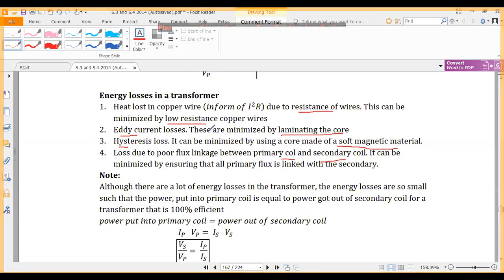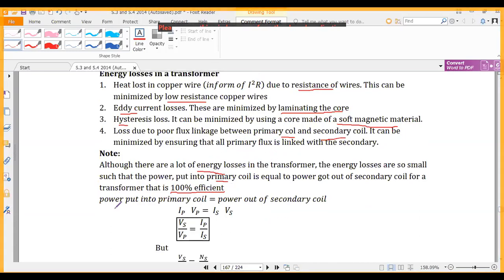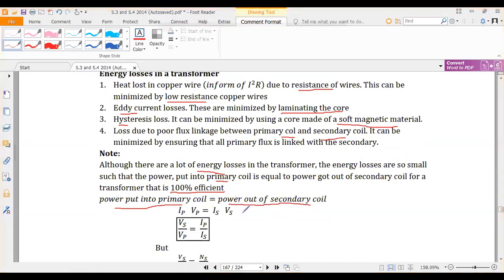Transformers always have very low energy losses. They lose energy at a very low rate. If the input power is equal to the output power, then we say that the transformer is 100% efficient. In that case, the power which is put in the primary coil is the same power which comes out of the secondary coil, since the secondary coil has the output.